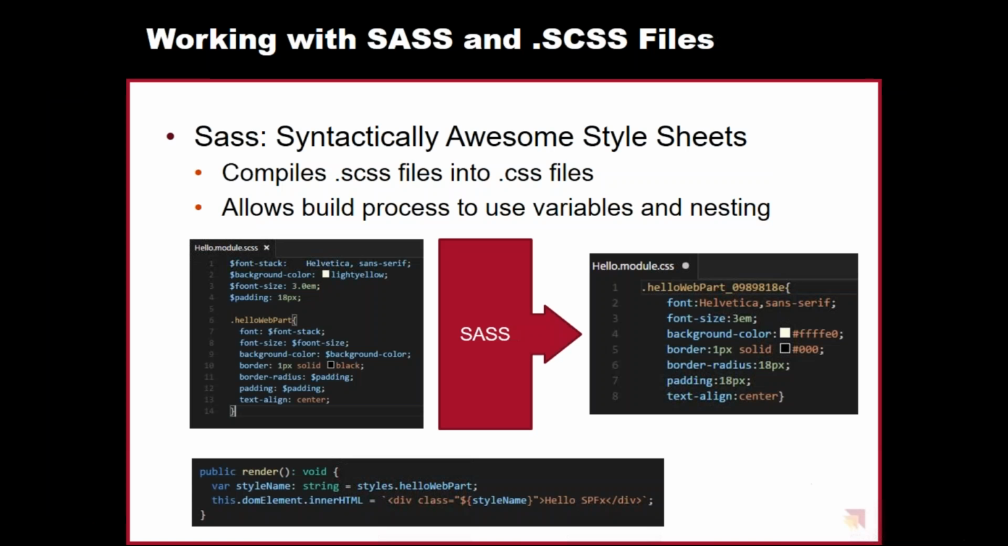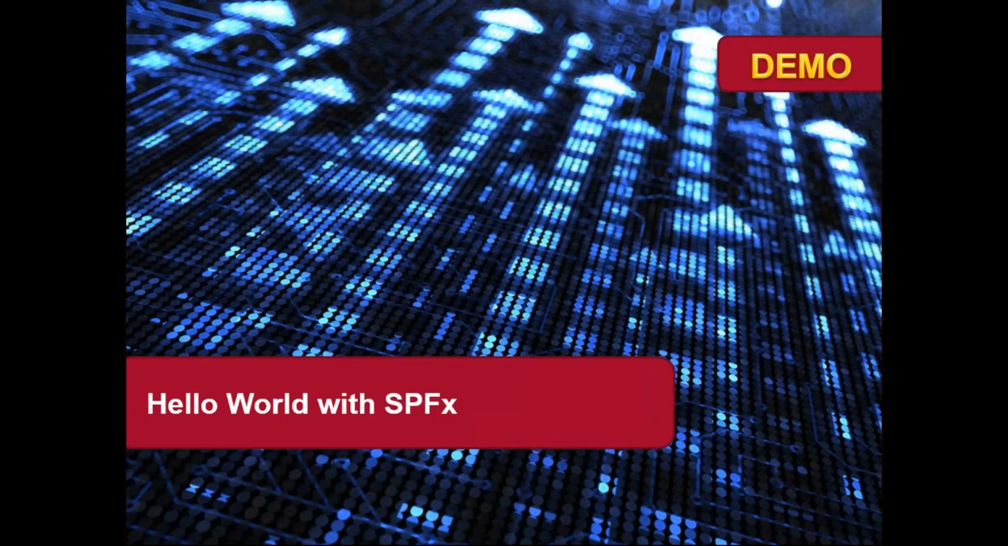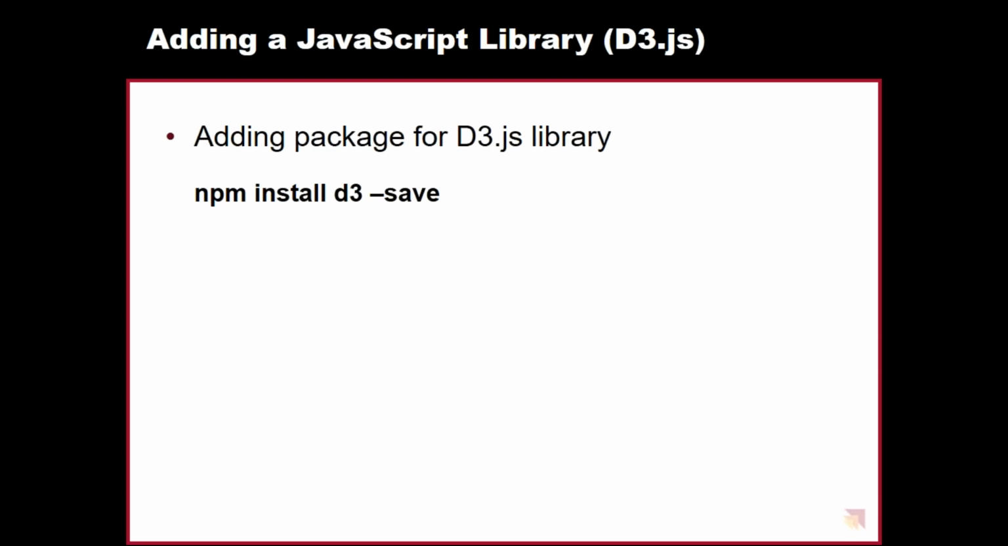The next thing that we're going to look at is working with other JavaScript libraries. What you'll find is they add certain JavaScript libraries like React to projects when you create them. But let's say that you wanted a library that wasn't automatically added. I'm going to show an example with D3, which allows us to use SVG graphics and create charts.